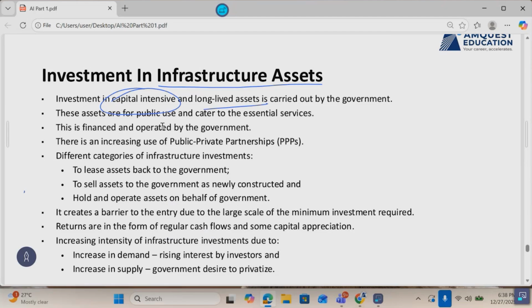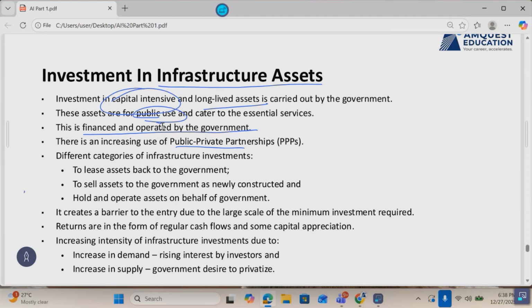And remember, this asset is for public use, right? Around the Worli sea link is for public use. The metro is for public use. So these are for public use. They cater to essential services. Who funds them? The government normally finances and funds them, right? So like your public-private partnership. But the government does not spend the money on its own. They might form a public-private partnership with other people, right?